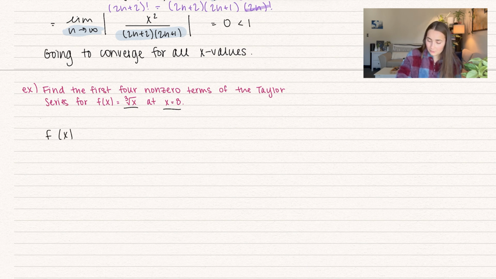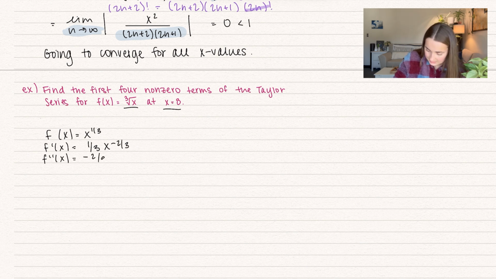So f of x, I'm going to rewrite as x to the power of 1/3 just so I can see the powers really well. And now we get f prime of x is equal to 1/3 times x to the negative 2/3. The second derivative is equal to negative 2/9 x to the negative 5/3. Just add 1 to the exponent, right? Or subtract 1. The third derivative, let's multiply. Okay, so that's going to become positive 10. 9 times 3 is 27. x to the negative 8/3.